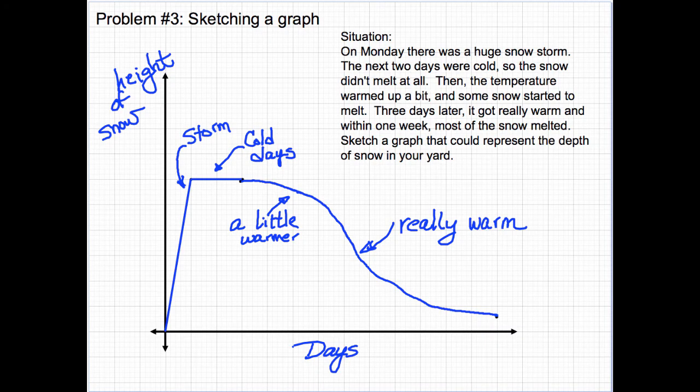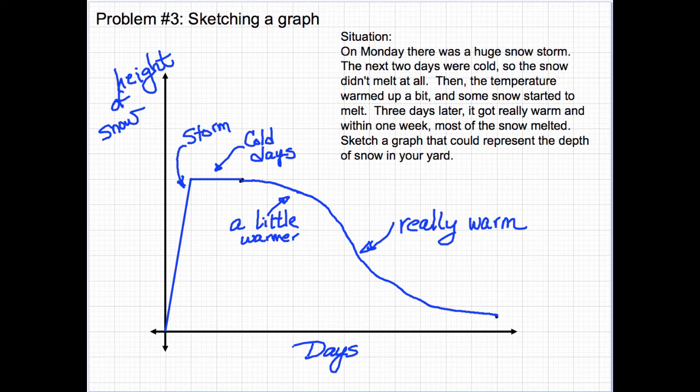In problem 3, we're asked to sketch a graph based on a situation, and we're also asked to label the graph. So here's how you do that. The situation is that on Monday there was a huge snowstorm. The next 2 days were cold, so the snow didn't melt at all. Then the temperature warmed up a bit and some snow started to melt. 3 days later it got really warm, and within 1 week most of the snow melted. Sketch a graph that could represent the depth of snow in your yard.